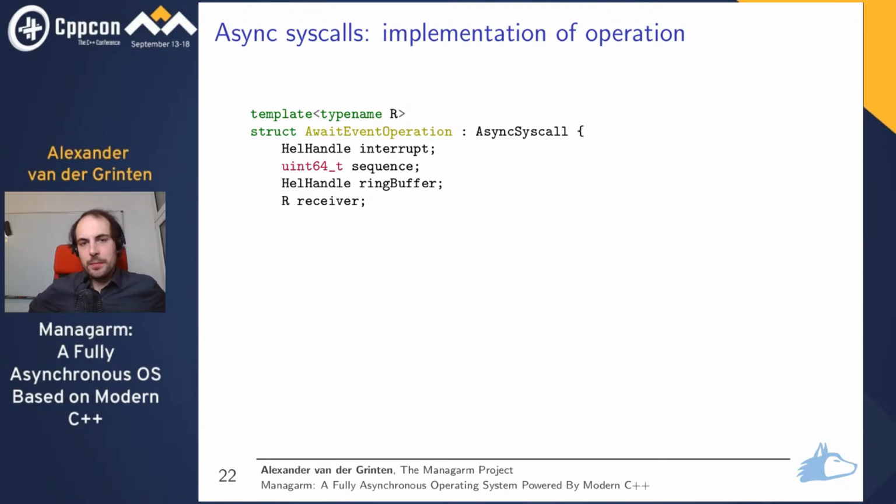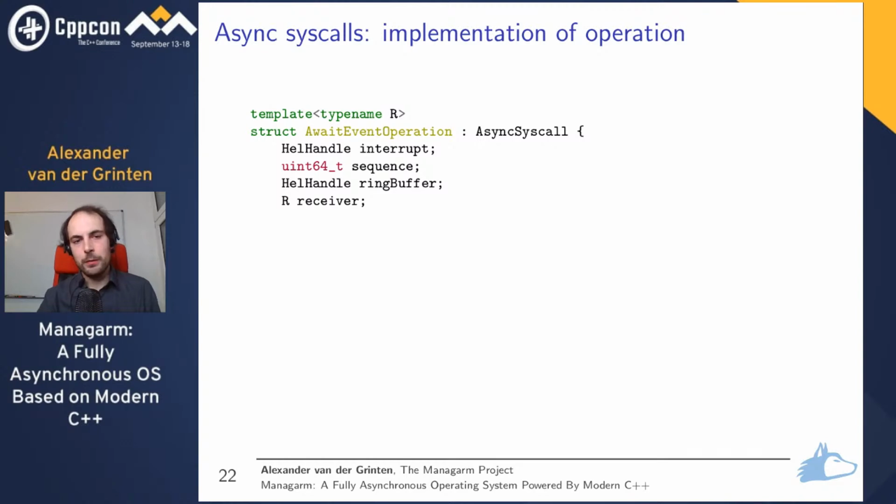First of all, the operation object is templated on the receiver, because there's no type erasure here. The receiver is just some concrete object. Our operation inherits from this async syscall class, because that's how our ring buffer code will call into this operation when the ring buffer notices a new element. We also store the data that we need to start the operation. So we store a handle to the interrupt that we are awaiting. We store a sequence number, because that was part of the previous code too. And we store a handle to the ring buffer. These handles are, in our implementation, just integers, so nothing special here. And we store the receiver. And the receiver, we don't know what kind of type that is.